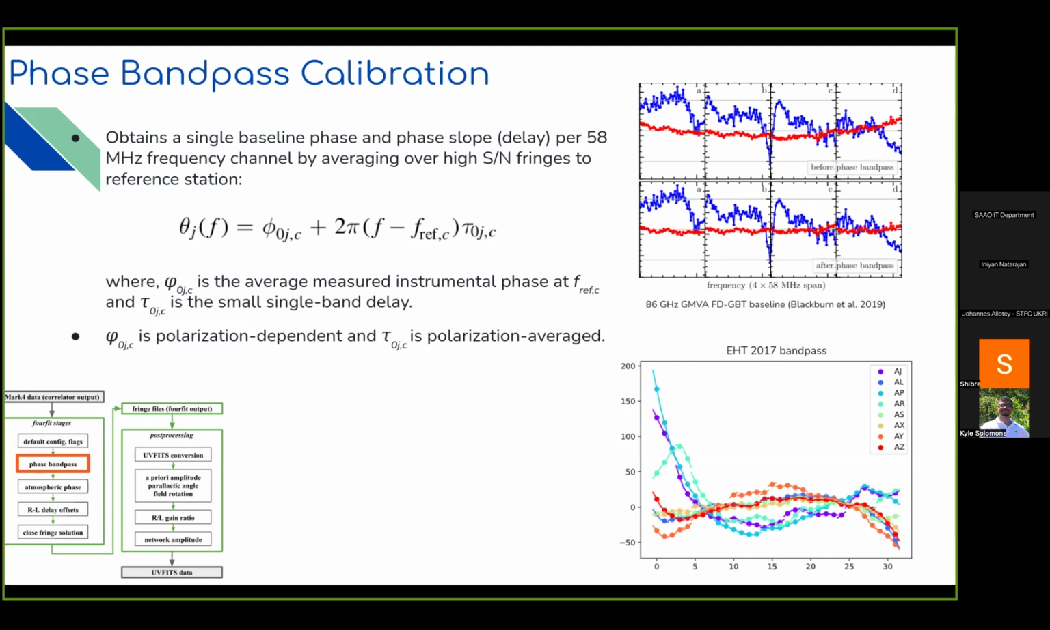The result is that on the top, you see a sample reduction of GMVA data. The red curves there are phases. On the top, you have how the phases look before phase bandpass calibration. Over the bandpass of GMVA, you see the phases doing a curve like this. And then after phase bandpass calibration, they're all aligned around 0. So this takes away the frequency dependent effect.